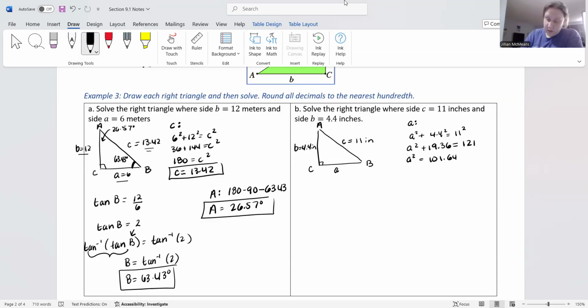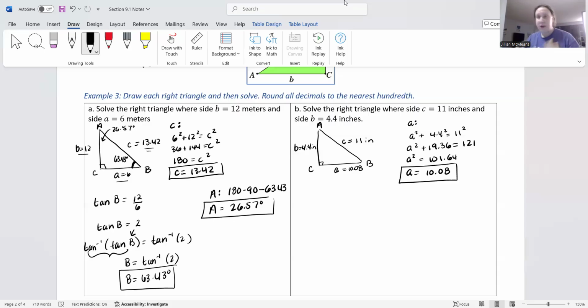So the square root of 101.64 is, I get 10.08. Okay, so A equals 10.08 if we round. Okay, and I trust that you all can do that on your calculator. So we've got 10.08 for side length A. Great. Now we've got to do the inverse trig stuff.